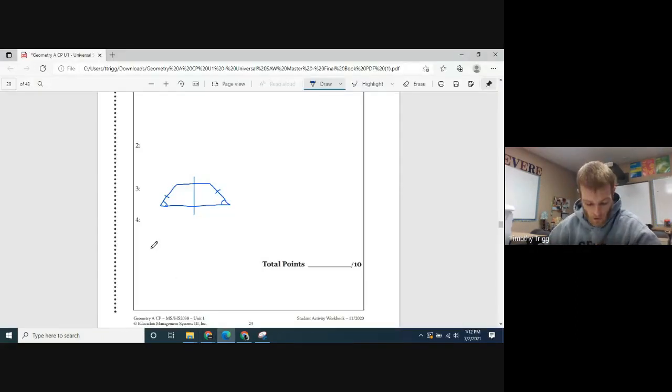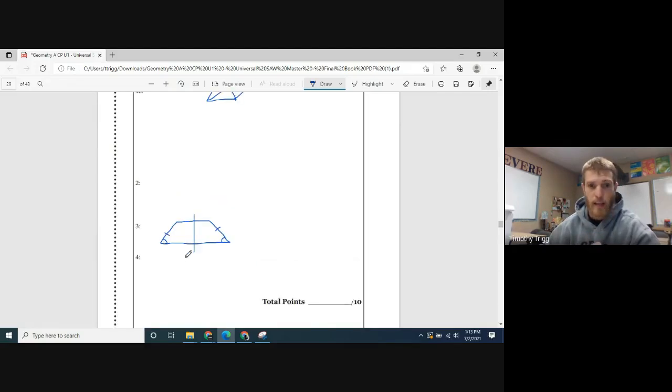So for the full answer for number 4, it really has 2 questions. Do all isosceles trapezoids have reflectional symmetry? Yes, isosceles trapezoids will have reflectional symmetry, but it has to be isosceles like this. The second part says, do all trapezoids have reflectional symmetry? We want to say no. Only isosceles trapezoids will have that line of symmetry. If it's just a regular trapezoid, it will have no lines of symmetry. I want you to explain that there.